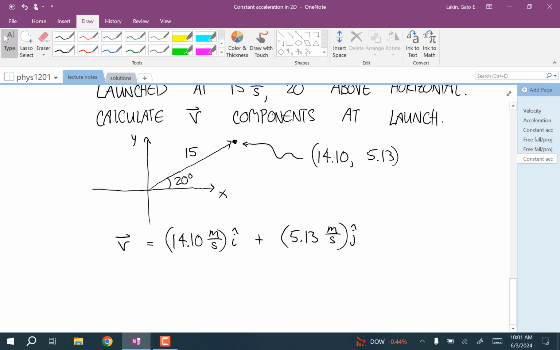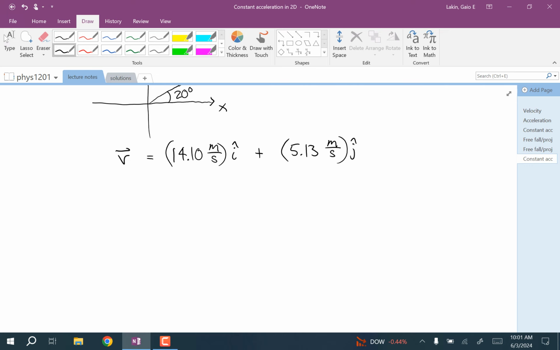And so if the first thing you're doing is using the vertical motion of this object to calculate something, then we'd be using 5.13 as the velocity at the instant of launch.